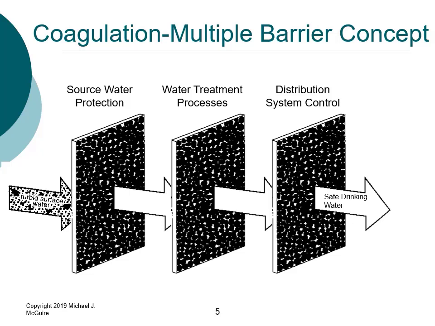And then we think about the water treatment plant itself. You'll find that there are multiple barriers even within the water treatment system. And then we have the distribution system, and we want to ensure that that water is potable and palatable not only at the plant tap, but throughout the entire distribution system.